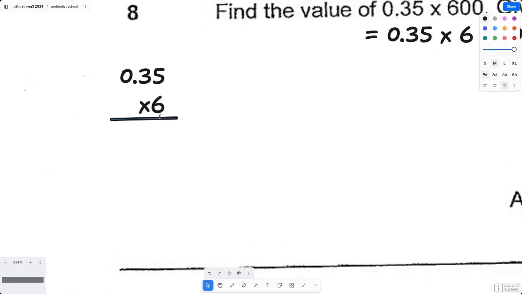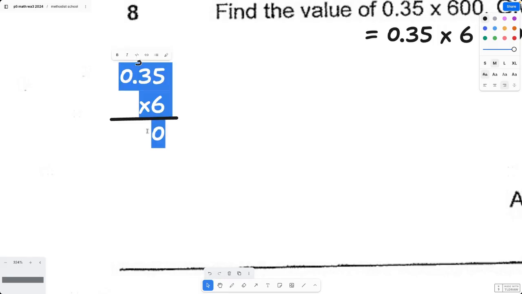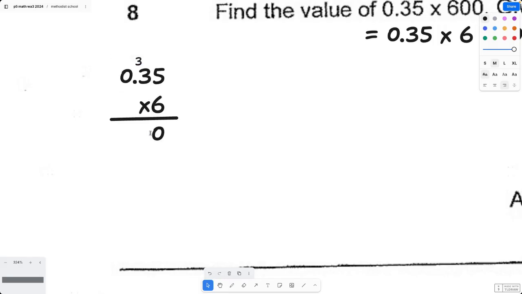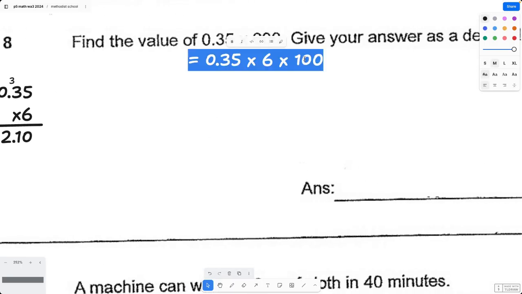5 times 6 is 30, so 0, and then we're going to put 3 at the top here. 3 times 6 is 18 plus 3, this will be 21, 1, and then dot. And then we're going to put 2 here. 3 times 6 is 18 plus 3 is 21, 1 here. 0 times 6 is 0, and then this is 2. So 2.10.